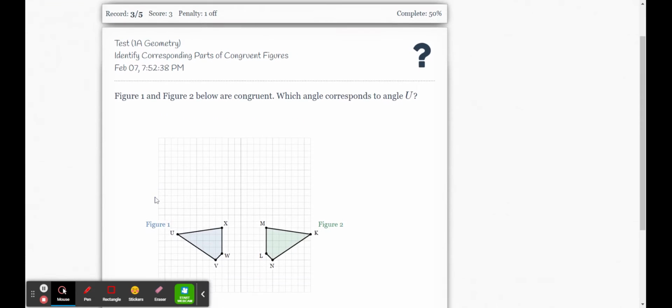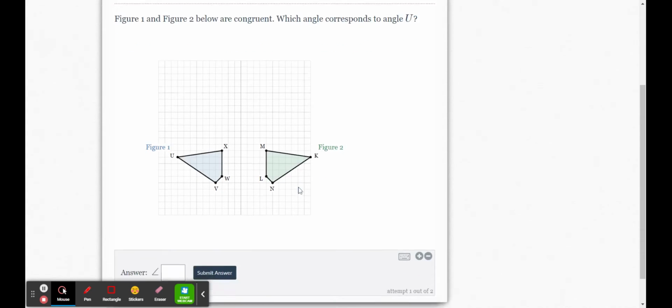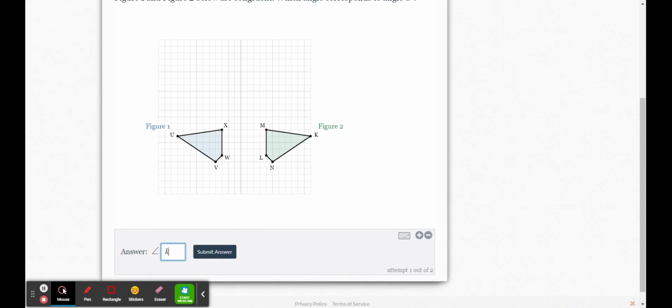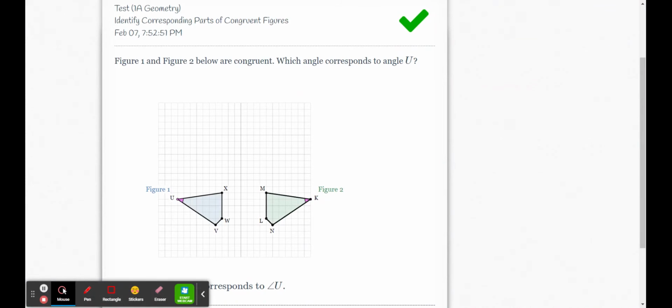So my next problem, I'm going to do the same thing. Which angle corresponds to angle U? Well, I notice K corresponds to angle U because it's in the same orientation from figure 1 to figure 2. So I'm going to select K, and K would be the correct answer choice, and it's going to show me.